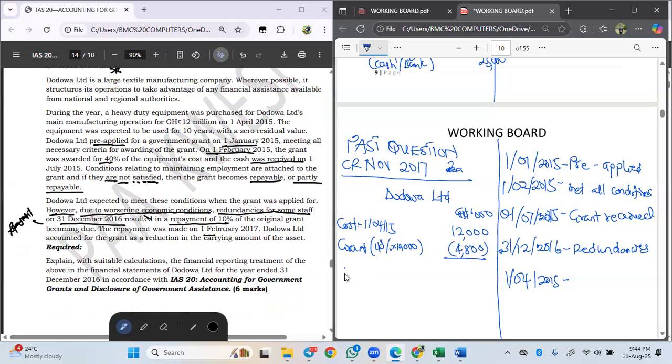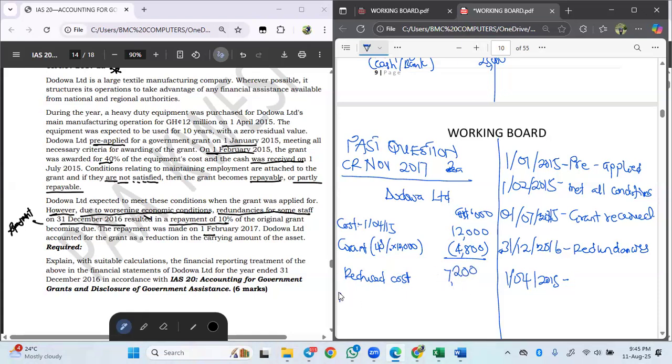Now the reduced cost is what? Mostly for the repayment you'll sometimes be using the deduction approach and all that. So it is 7,200.